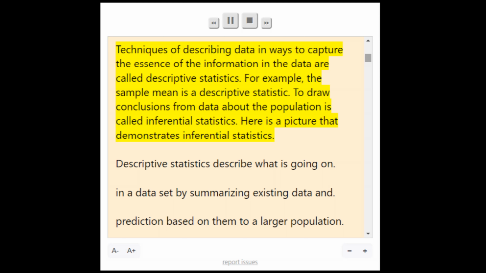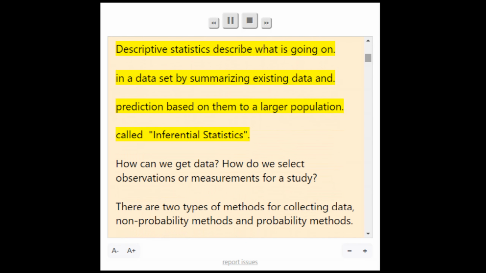Here is a picture that demonstrates inferential statistics. Descriptive statistics describe what is going on in a data set by summarizing existing data, and prediction based on them to a larger population is called inferential statistics.